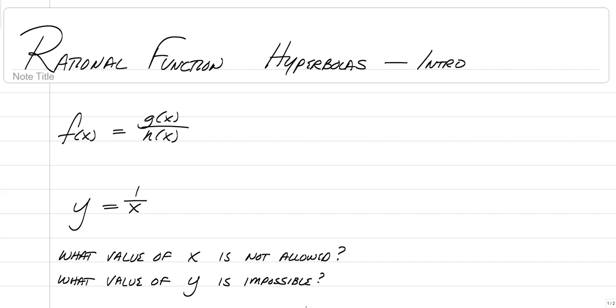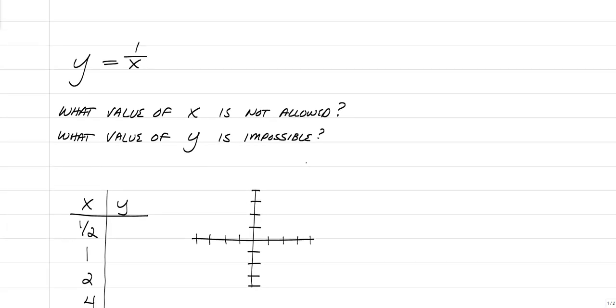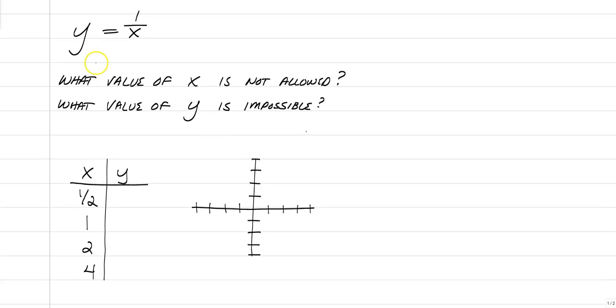Alright everybody, here goes a video on how you graph rational function hyperbolas. And these are just going to be starting out with the easy basic ones, and then the next couple of videos will take it up a notch. So to start, we just need to talk about what a rational function is. Well, a rational function is basically when you divide two functions. So the first, easiest one we want to talk about is y is equal to 1 over x.